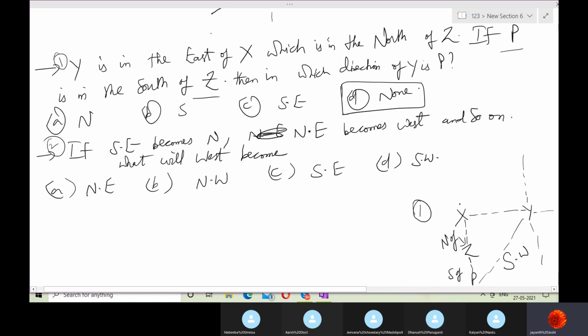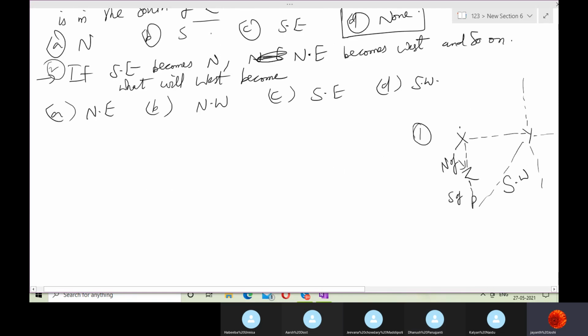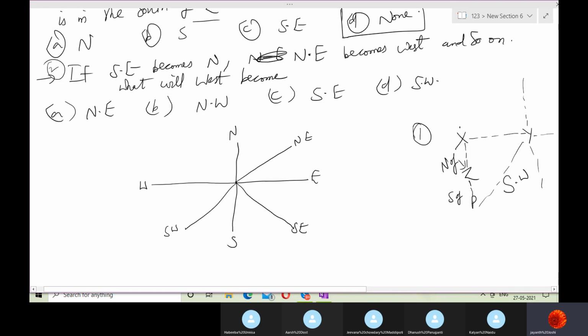Let's go for the next question. See, if southeast becomes, so let's first draw a diagram of directions. Okay, this is the center, this is north, this is south, this is east, this is west, this is northeast, this is southeast, this is southwest.